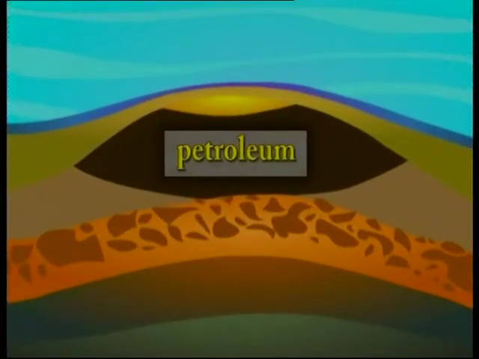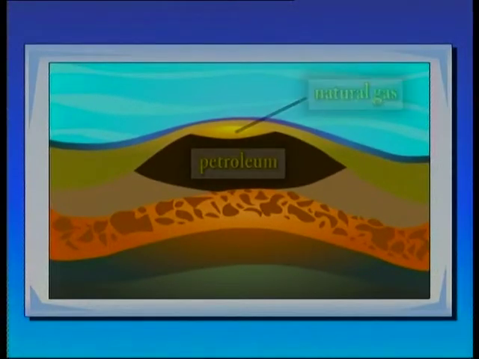Petroleum is usually found trapped between shale rock layers during the movement of the Earth's crust. Natural gas is usually found above it.